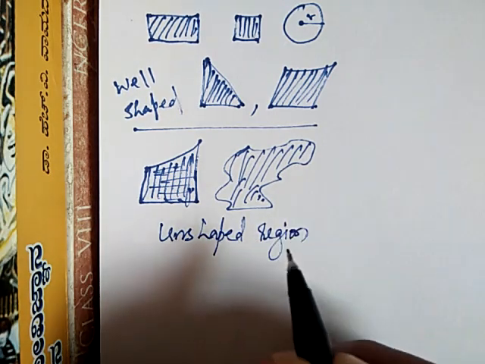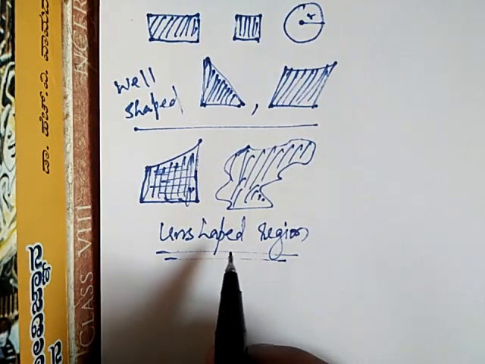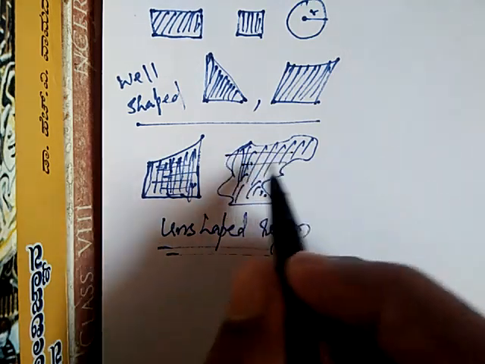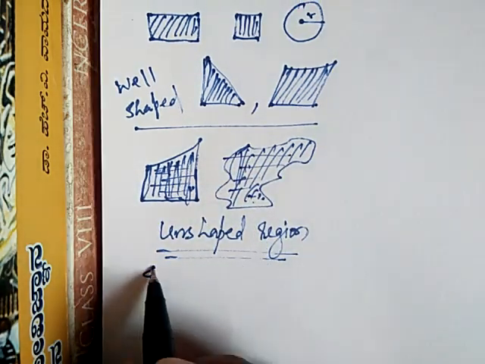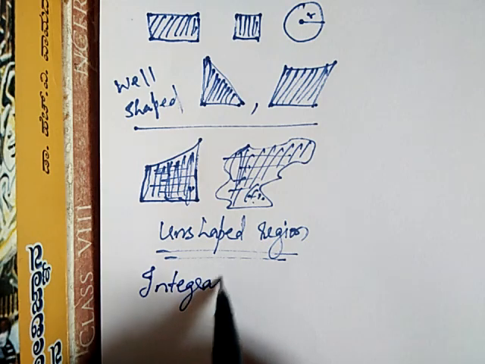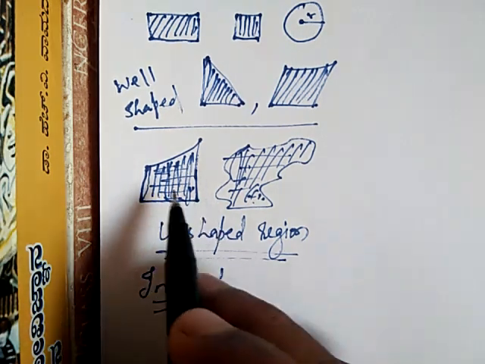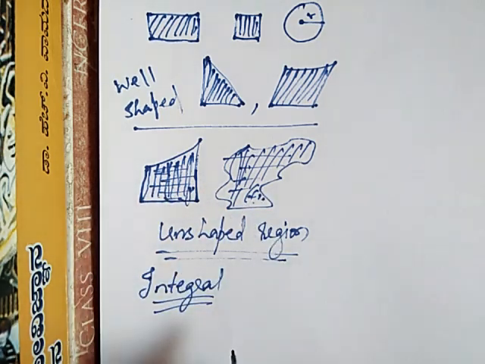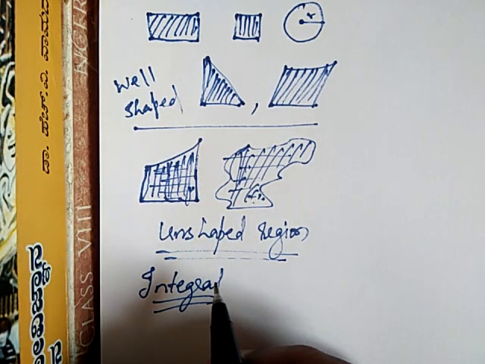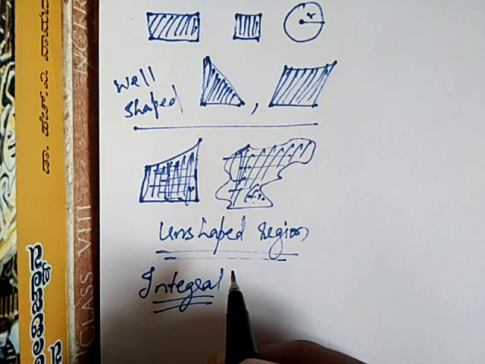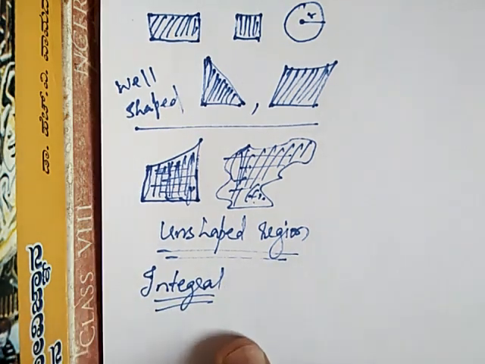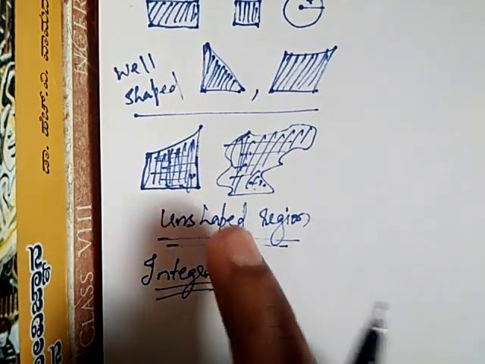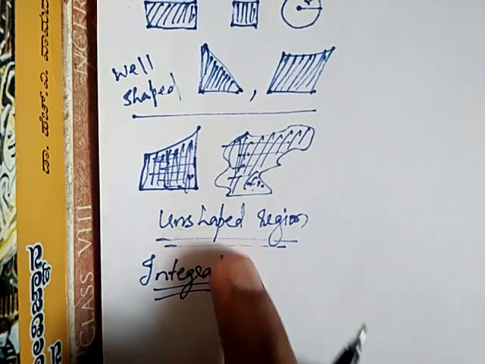So for this we don't have a particular formula to calculate the shaded portion here. So for this we use integral. It will be very useful to find the shaded area from this unshaped region. Okay, so if a particular formula or a particular shape is not there, then you can use integration, and very easily you can find the area which we require.